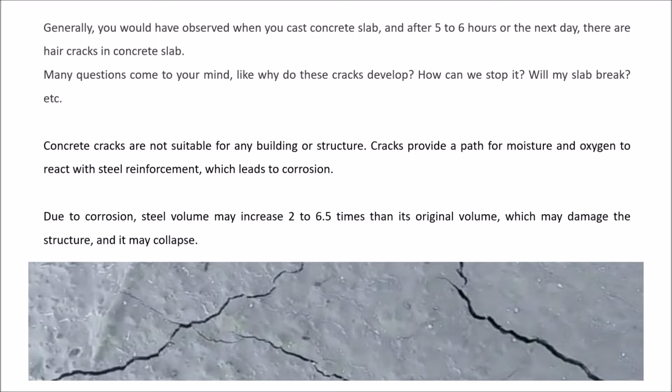Due to corrosion, the steel volume may increase 2 to 6.5 times its original volume, which may damage the structure or it may even collapse the concrete slab.